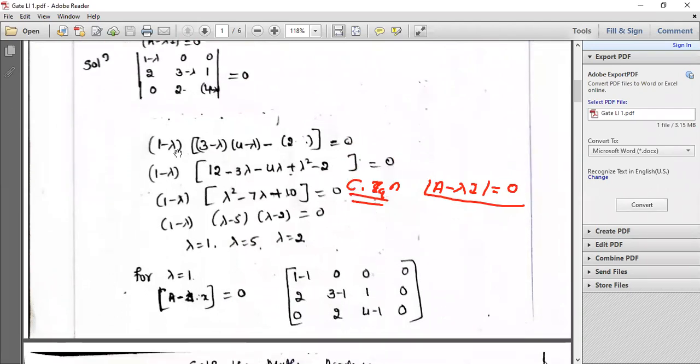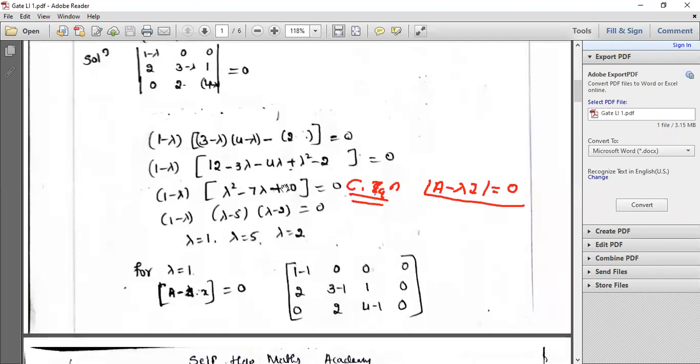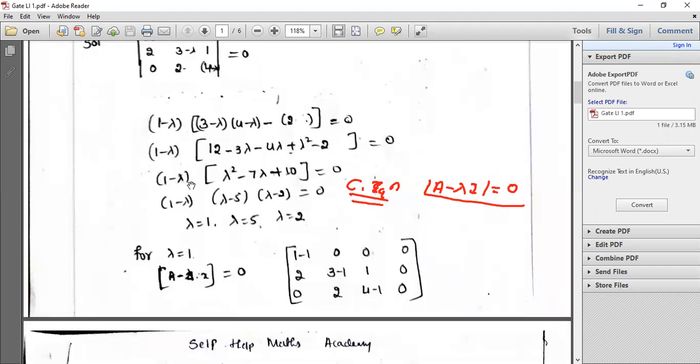Okay, so now for the simplification, 1 minus lambda I'm keeping as it is. So here if you multiply, this will be equal to 3 4s are 12 minus 4 lambda minus 3 lambda, then plus lambda square, minus 2, which is equal to 0. Further, if you simplify this, it is 1 minus lambda into lambda square, here it is minus 7 lambda, then 12 minus 2, it is plus 10 is equal to 0.